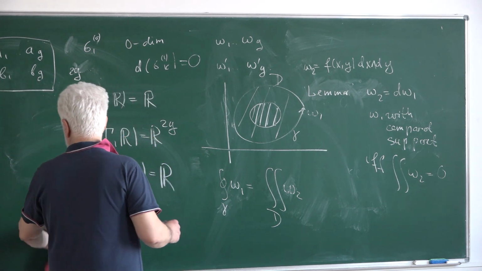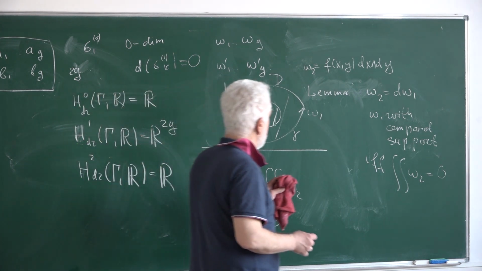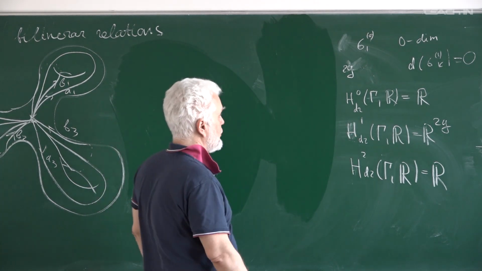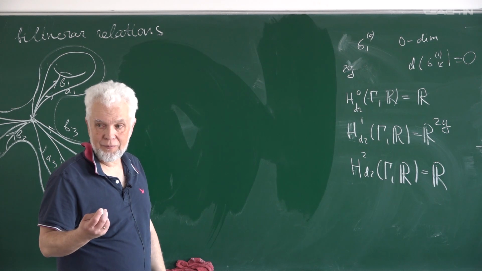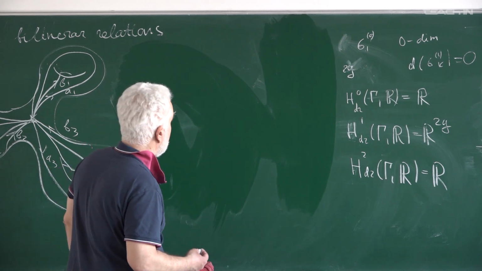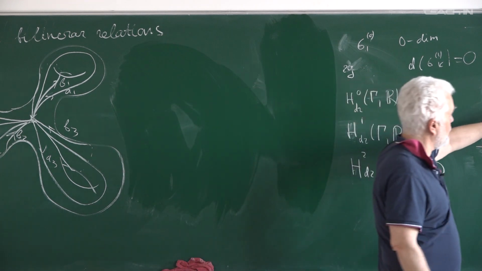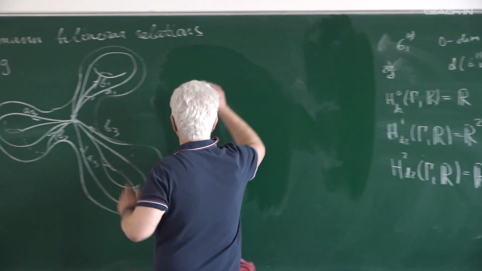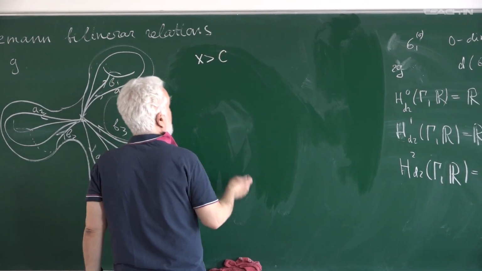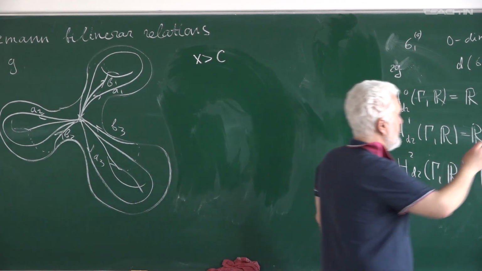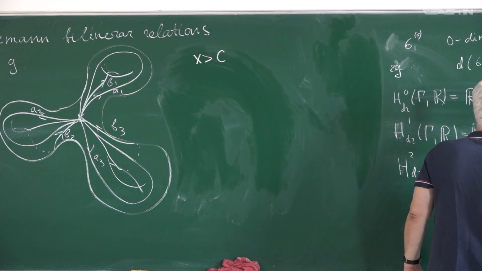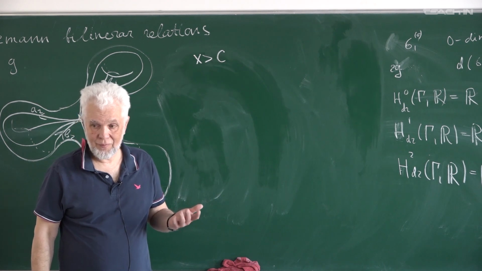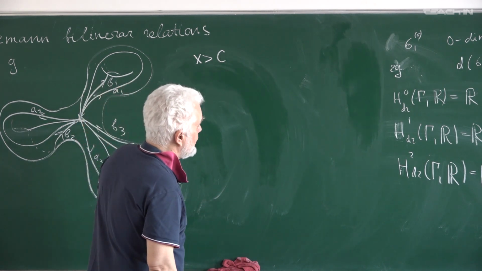Now, let's prove it in the opposite direction. How to prove it in the opposite direction? Assume that we have such a form. First of all, let's try to construct omega 1. The first idea is the following. Assume that the support is located in the area. So we have some constant C, and the support of the form is located in the area greater than C.